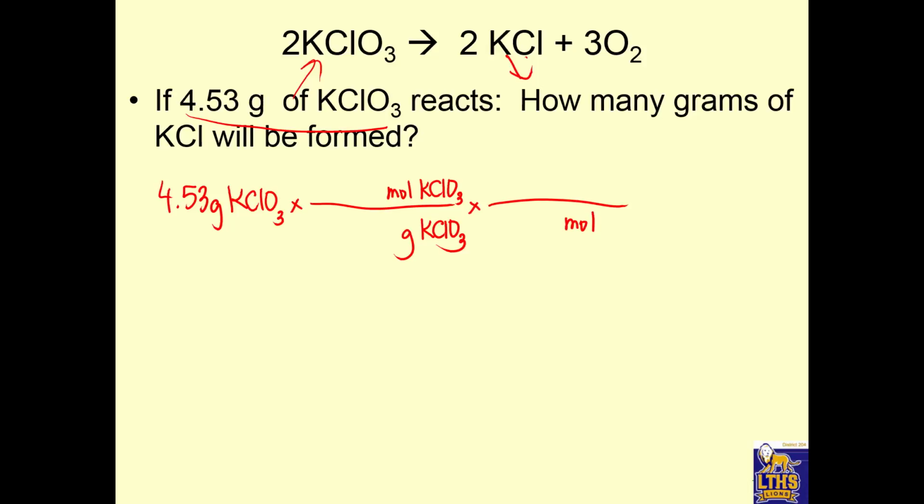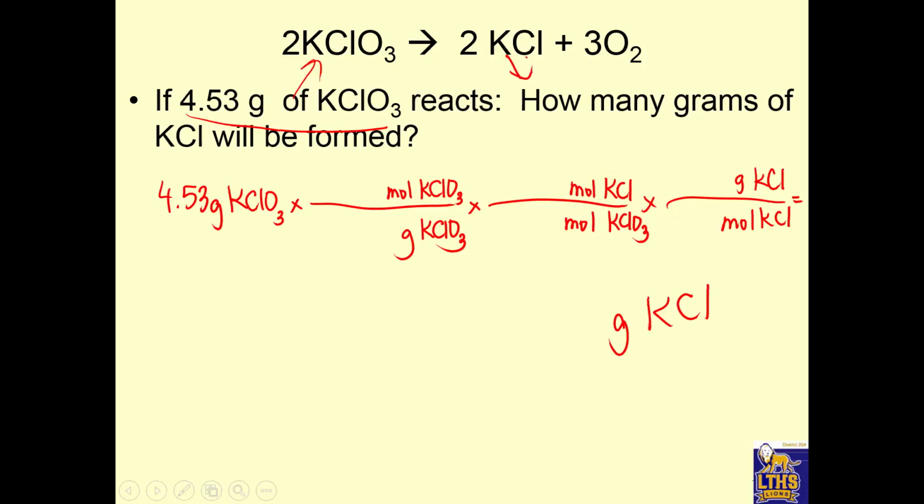And so here's where I can. Moles of potassium chlorate going in. Moles of potassium chloride coming out. And then I can change my moles of potassium chloride into grams of potassium chloride. Okay? So look at all these units. Grams are going to cancel. Moles of KClO3 will cancel. Moles of potassium chloride will cancel. And I'll be left with grams of potassium chloride, which is what I was looking for.